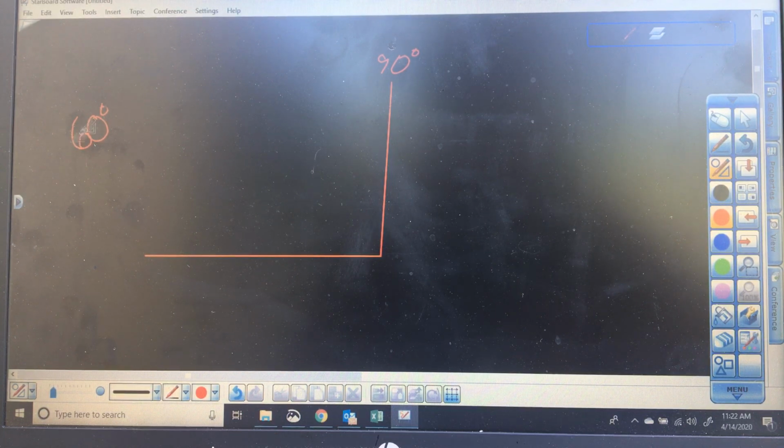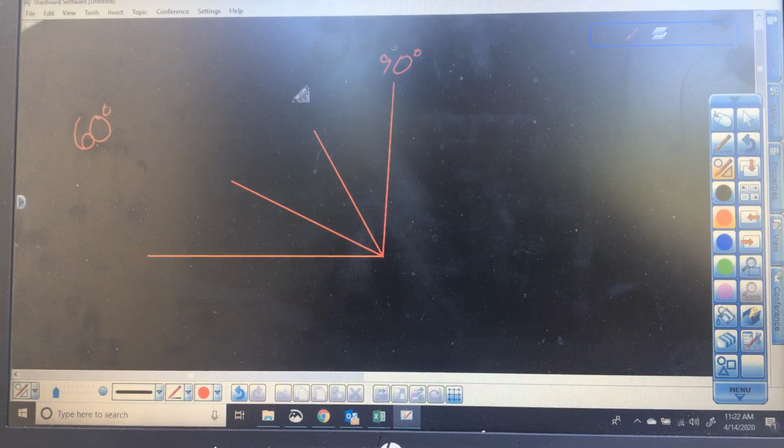Now, because 60 and 90 have a relationship, right? They are divisible by 3. I could kind of guess where the 60 degrees are if I cut this into thirds. If I cut it into thirds and they look kind of even, 60 degrees would be right here.